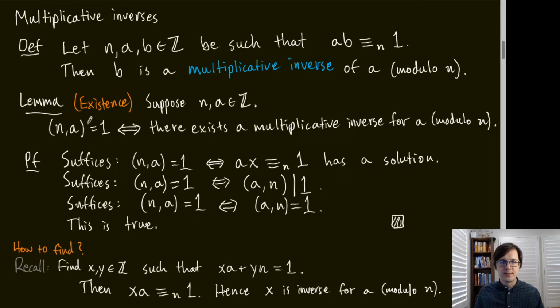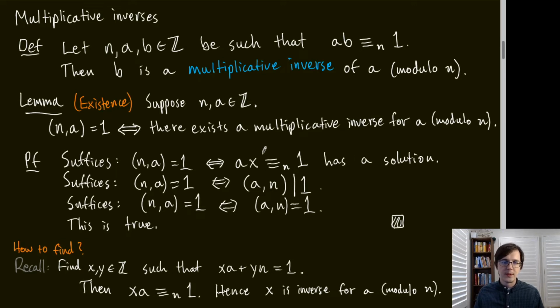So let's prove this. We have this bi-implication here. And the right-hand side, there exists a multiplicative inverse for a mod n, that's actually just a linear Diophantine equation. Well, not Diophantine, a linear congruence. So let's just rewrite that as: ax is congruent to 1 mod n has a solution. We take this conclusion that we want to show and rewrite it into an equivalent conclusion.